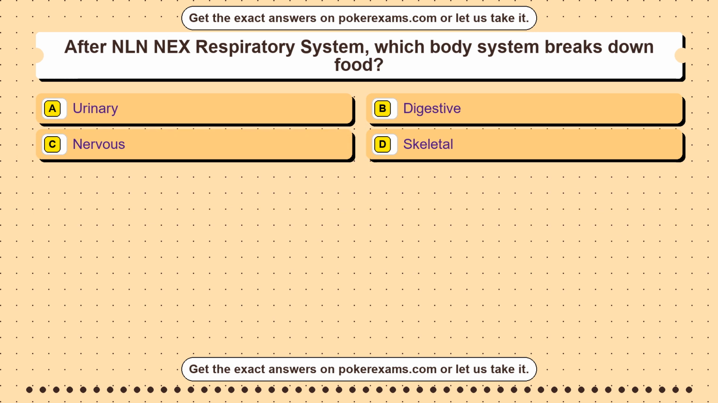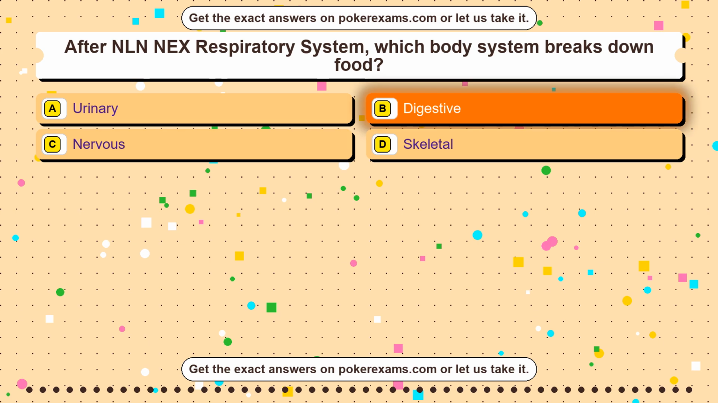Question 36. After GED reading comprehension practice, which sentence uses evidence best? Option A. The answer is probably obvious. Option B. The article states that graduation rates rose by 8%. Option C. Everyone knows the result. Option D. It seems true to me. The correct answer is option B.